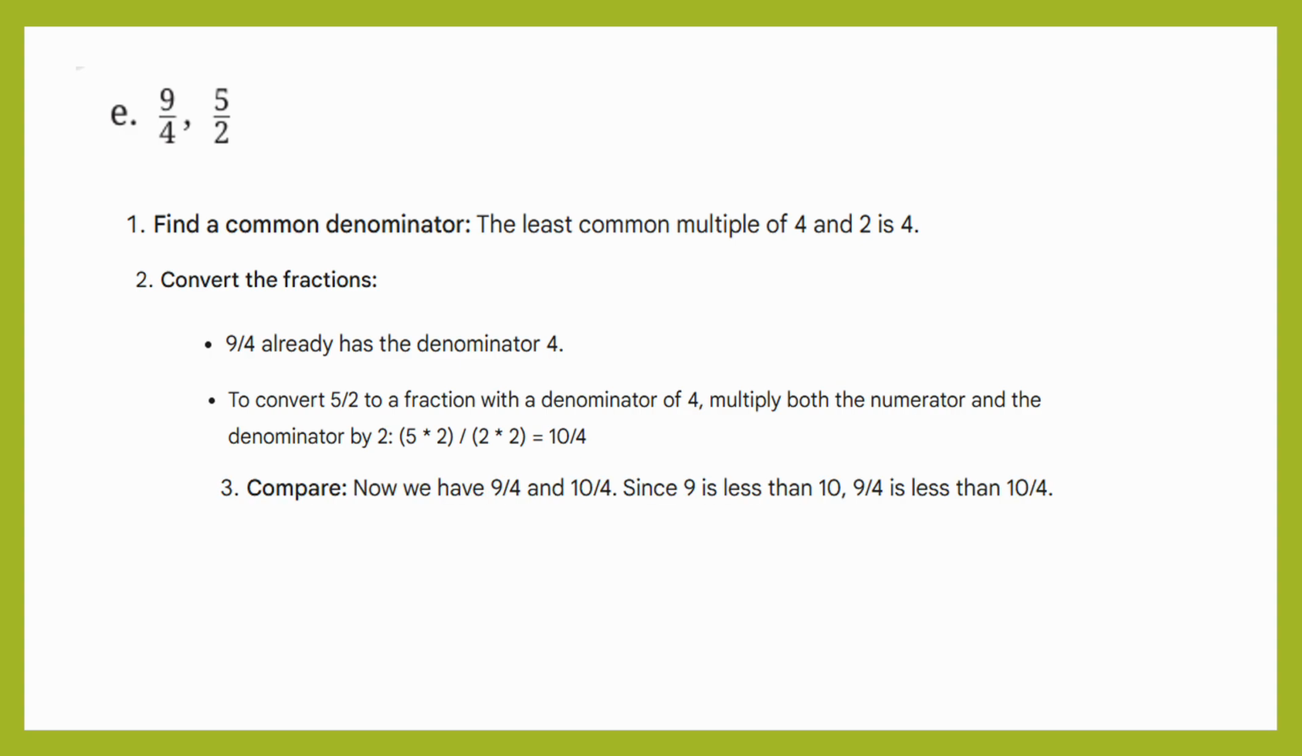Then compare. Now we have 9 by 4 and 10 by 4. Here the denominators are the same. Then you just compare the numerators 9 and 10. Since 9 is less than 10, 9 by 4 is less than 10 by 4. Therefore, 9 by 4 is less than 5 by 2.